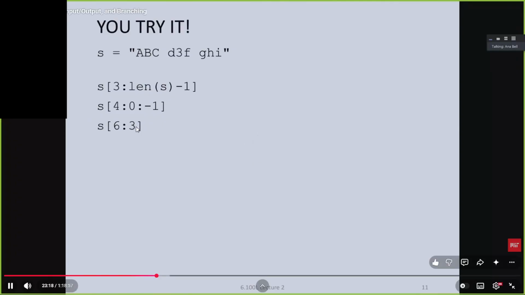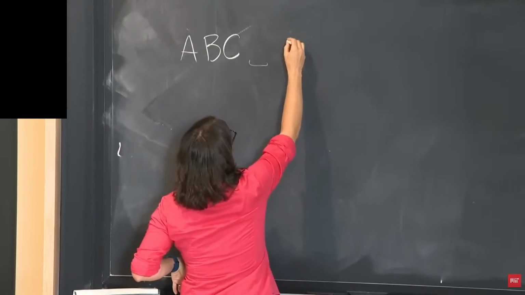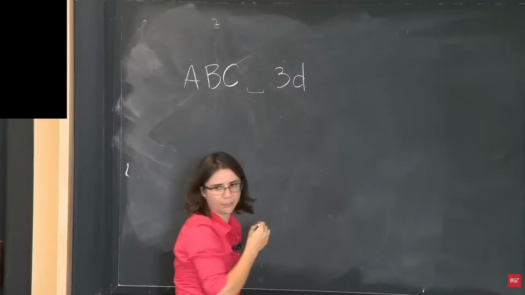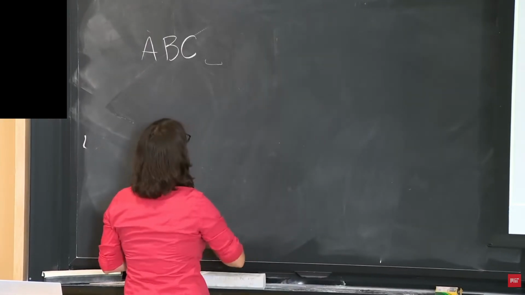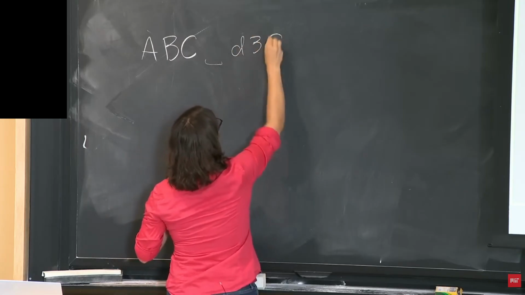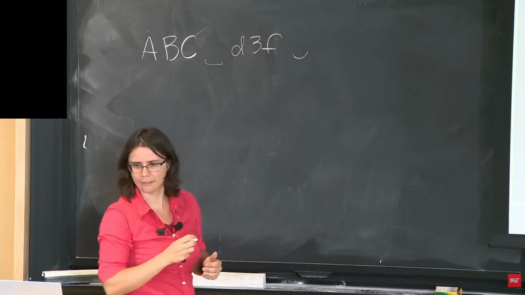This one down, just ABC space, right? There's a space here. D3F, and then another space and G.